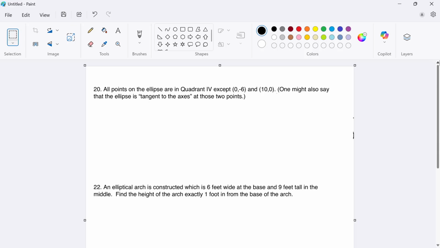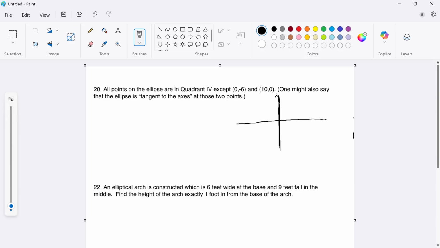So number 20, and by the way, this is homework for on-ramps pre-calculus. Number 20 says, all points on the ellipse are in quadrant 4 except (0, -6) and (10, 0). (10, 0) sounds like Tanjiro from Demon Slayer.